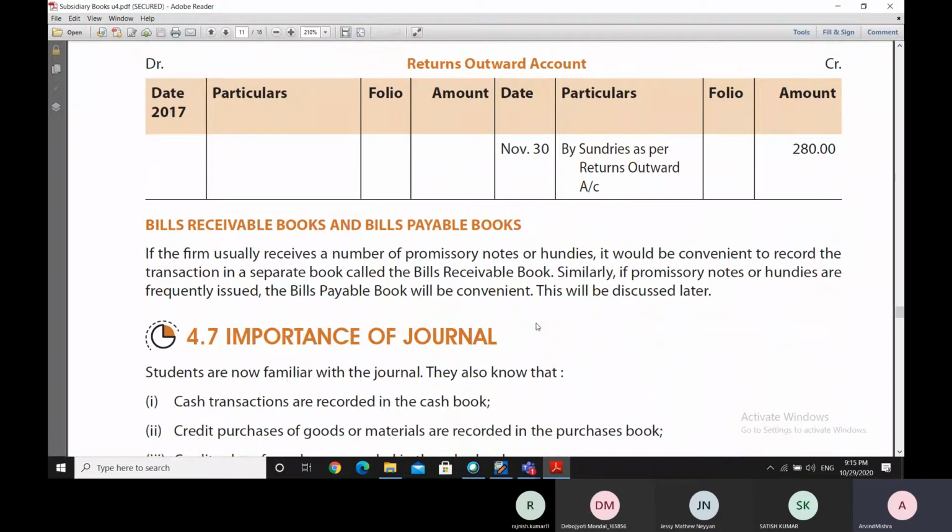Now, a small discussion on bills receivable books and bills payable books. You know, bills receivable are certain bills, or rather documents, which are a promise being given by the person who signs that bill, saying that on a certain date after a certain amount of time, he will pay the amount which is mentioned on that bill to the bearer of that bill.